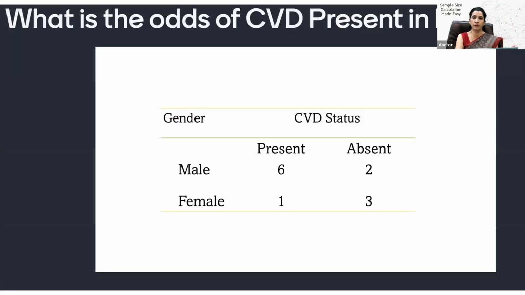I know all of you know this, but many times we get confused with the odds and the odds ratio. Every time, like if I ask you the question, what is the odds of CVD, that is cardiovascular disease? So in this 2x2 table, what you can see is a 2x2 table of cardiovascular disease status, where I am showing the gender, male and female, and the cardiovascular disease status, present and absent. So if I ask this question, what is the odds of CVD present in male, then what will be the answer?